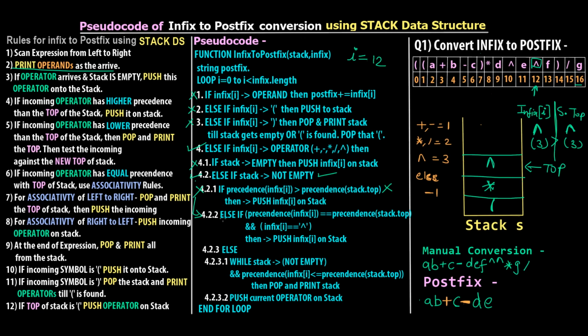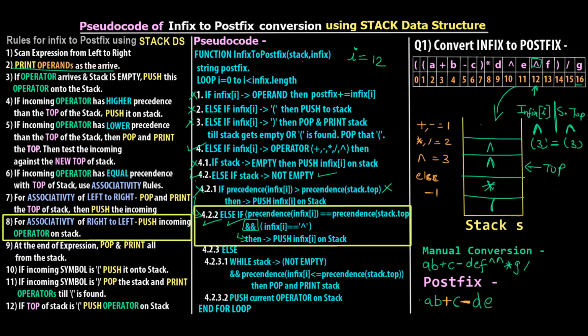Let's see 4.2.1. Now here this condition will become matching, which says if precedence is matching, that is precedence of infix of I is equal to precedence of stack dot top. This is equal, right? This is true. And in the AND clause, the infix of I is an exponent operator. So this is also true, which means the else if condition will be executed, which says push the infix of I onto the stack. So we have to take this exponent also and push it onto the stack. So one more raise to operator or exponent operator is pushed onto the stack, and now this becomes the new top of the stack. Okay, so this is the new top of the stack.